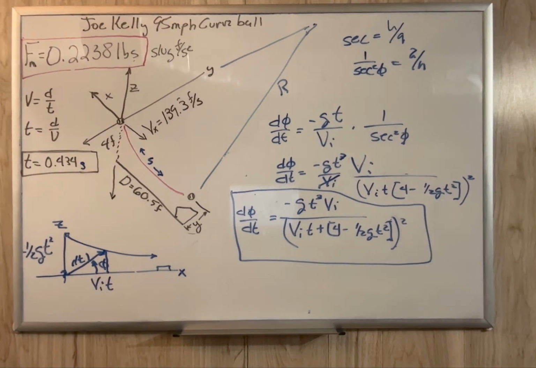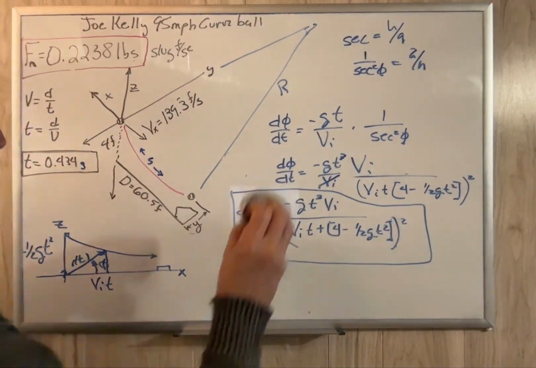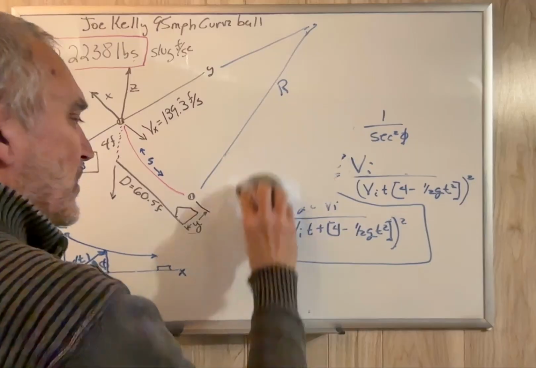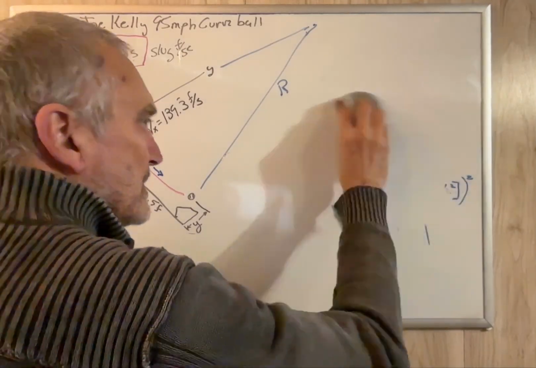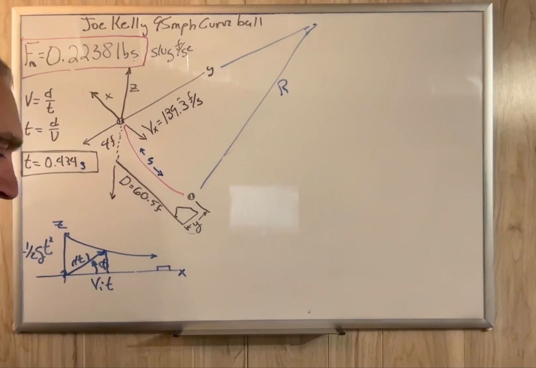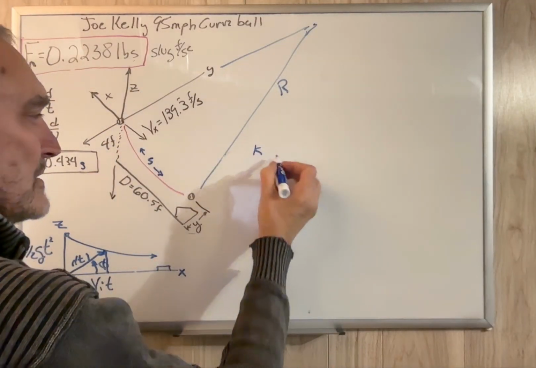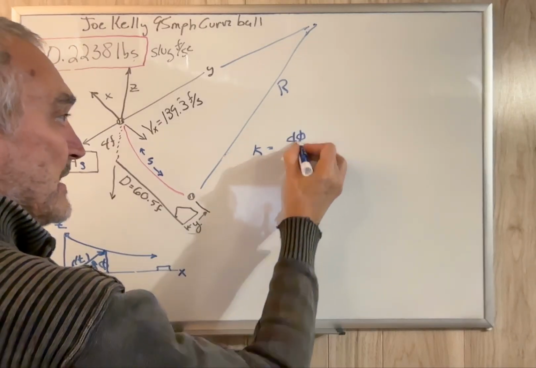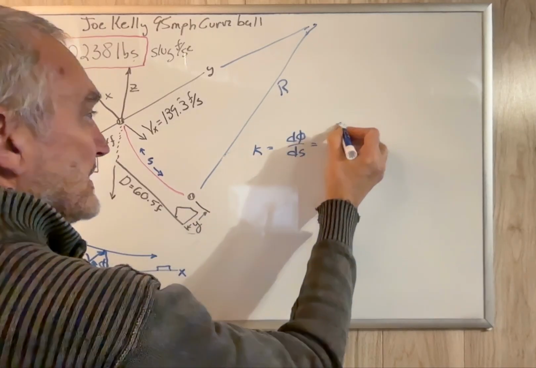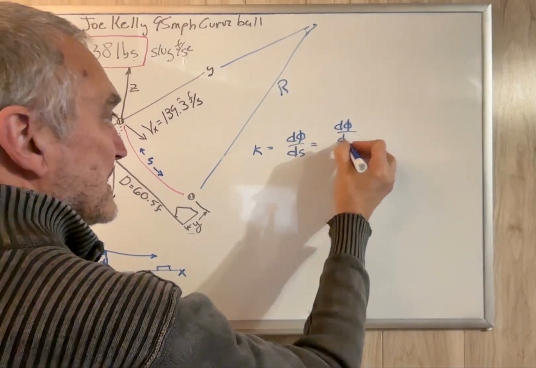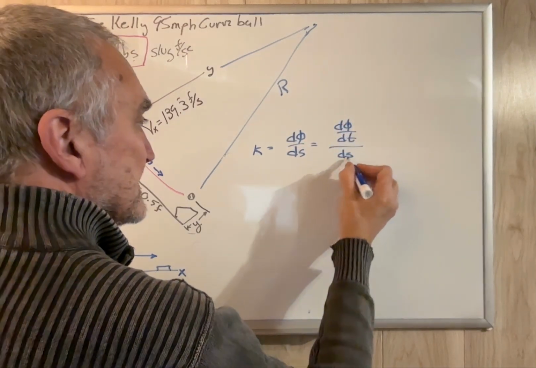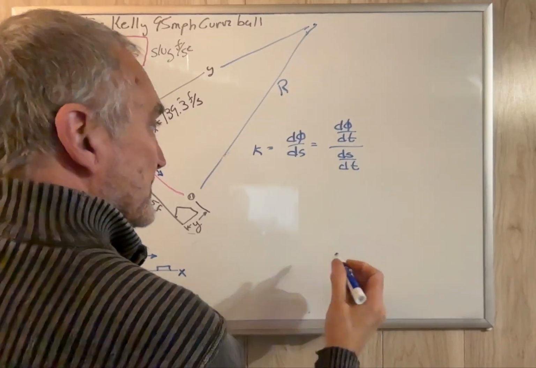Now, since we know that, I'll let you take a picture, if you like. Since we know that, now we can find the curvature, because the curvature is going to be d phi dt divided by ds dt. Well, we already figured out ds dt, so we can just plop that all together. Let's put that all in one big baby. All right, so my curvature of this particular pathway, usually make it a little k, is going to be d phi ds, which is going to be d phi dt divided by ds dt.